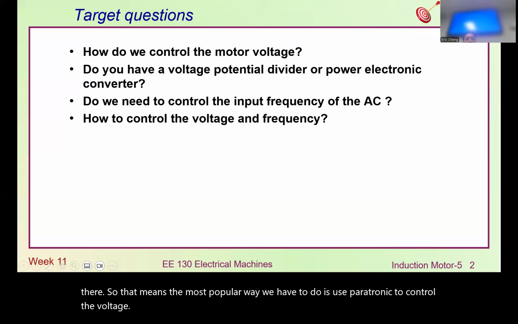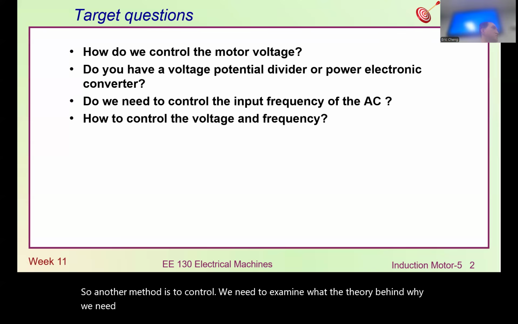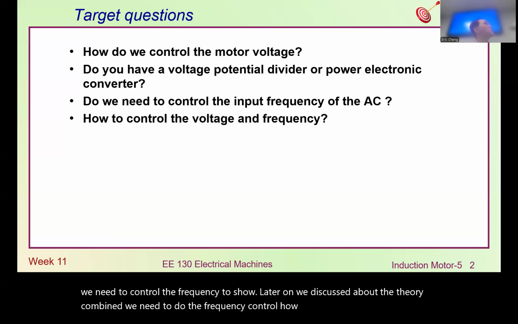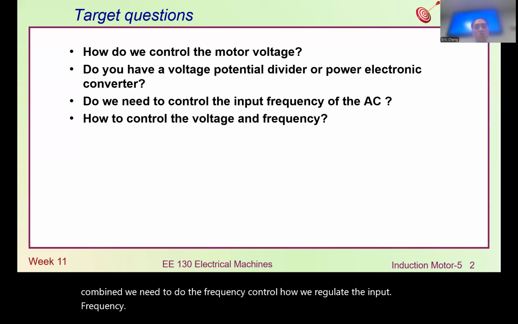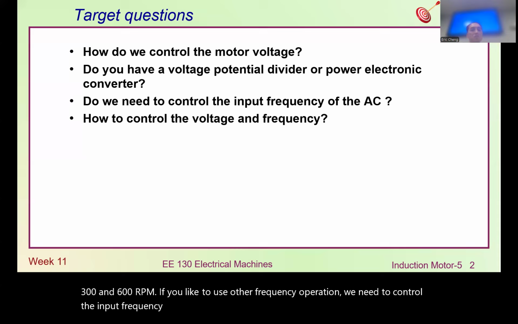So another method is to control the frequency too. We need to examine the theory behind why we need to control the frequency. So later on we discuss the theory, why we need to do the frequency control, how we regulate the input frequency to the motor. We are not just using 60 hertz because 60 hertz is more related to 3600 RPM. If we like to use other frequency operation, we need to control the input frequency too. So later on, I will show you some theory why we need to do that. So that's how we understand the motor control here.